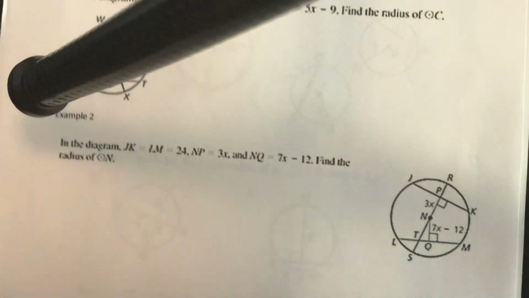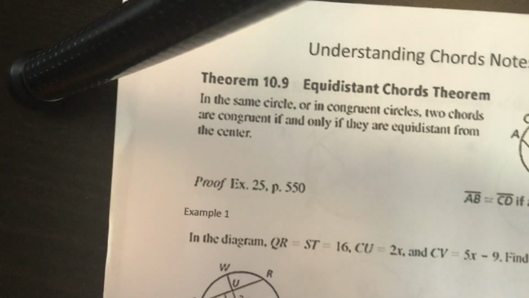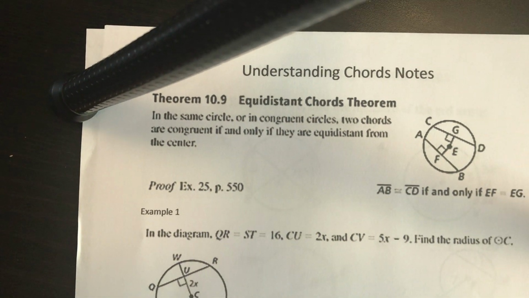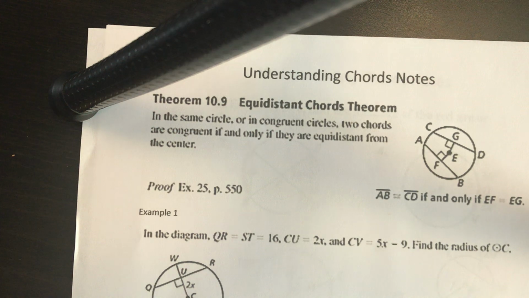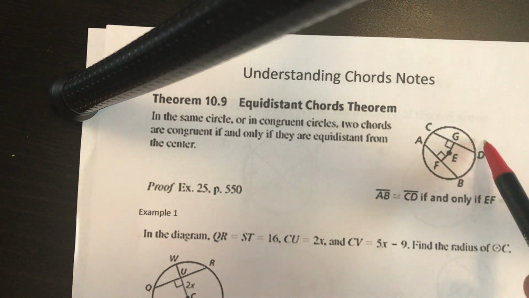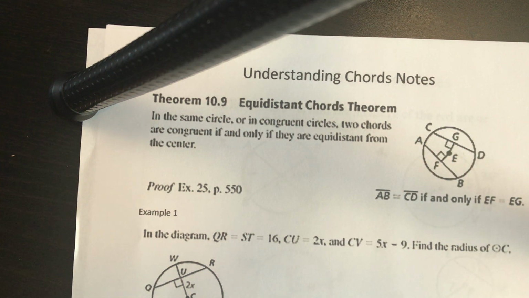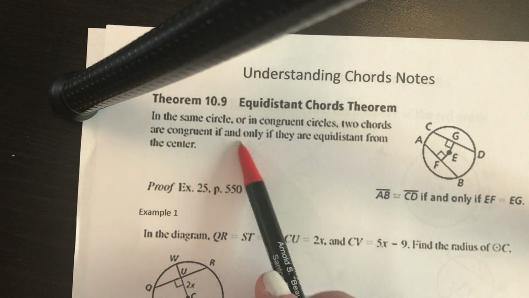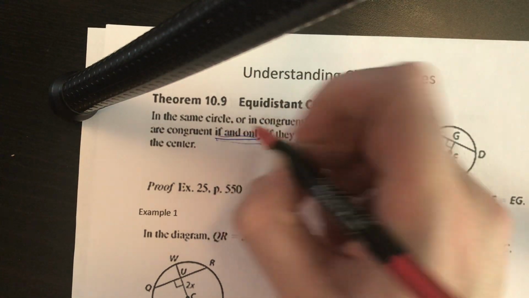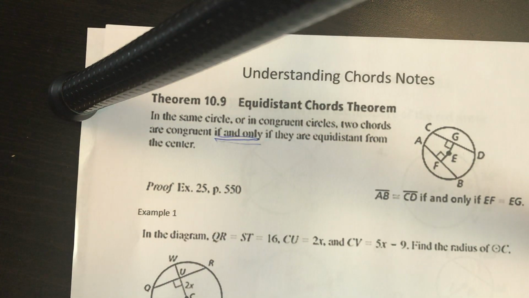So this is our last theorem that we're going to be talking about, and it is the equidistant chords theorem. So basically what this is telling me is in the same circle or congruent circles, if we just have two chords in the same circle or two circles that are congruent that we're looking at, the two chords are congruent if and only if, so again this is biconditional so they can go back and forth, right? This theorem can go back and forth. They are equidistant from the center.